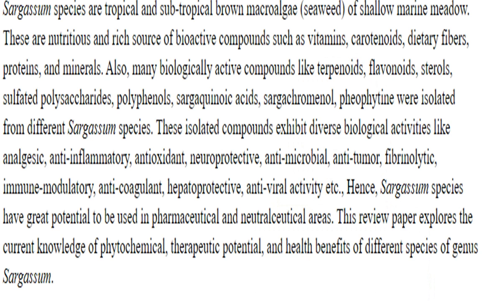Sargassum seaweeds are tropical and subtropical brown macroalgae of shallow marine meadows. These are nutritious and a rich source of bioactive compounds such as vitamins, carotenoids, dietary fibers, proteins, and minerals. Also, many biologically active compounds like terpenoids, flavonoids, sterols, sulfated polysaccharides, polyphenols, sargaquinoic acids, sargachromenol, and thiophytine were also isolated from different sargassum species.